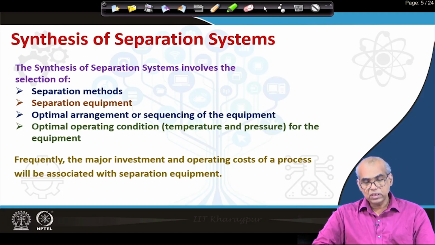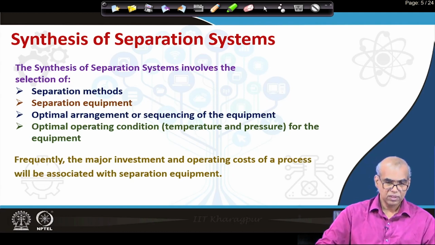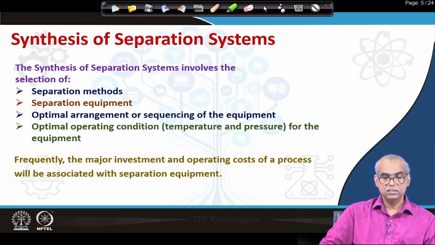Frequently, the major investment and operating cost of a process is associated with separation equipment. So, synthesis of suitable separation equipment is extremely important for process economics of any chemical process industry. So, similar to reactor network synthesis, we are interested in determination of separation method, separation equipment, optimal arrangement or sequence of the equipment, as well as optimal operating conditions for this equipment.